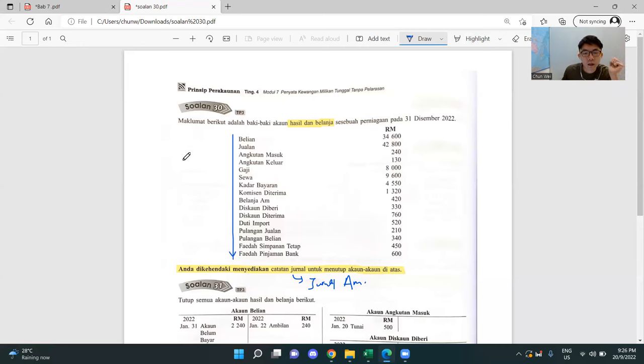So now there are two accounts for hasil dan belanja. One is you send to account Perdagangan. Another one is you send to account Untung Rugi. Is that the two? Which one goes to account Perdagangan? I already told you just now: Jualan, Belian, the Audit, and the inventory. And then for the account Untung Rugi is the rest, yang tak ada dalam account Perdagangan. All right, so very simple.